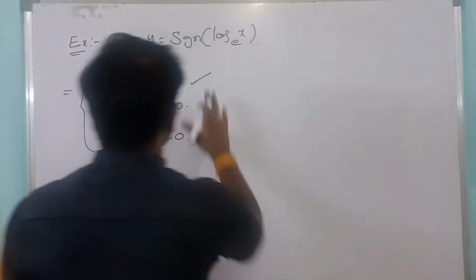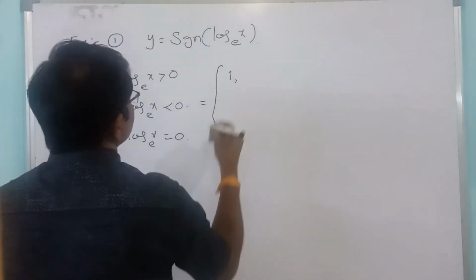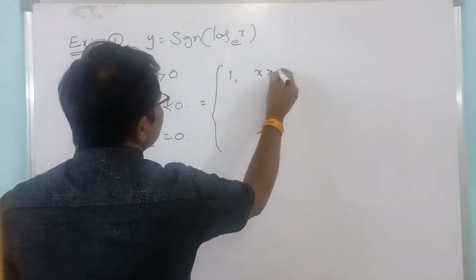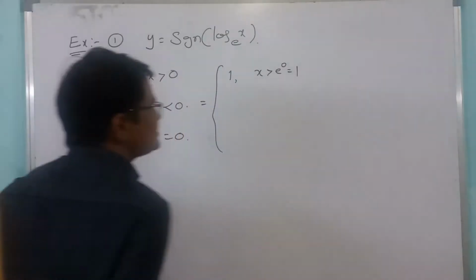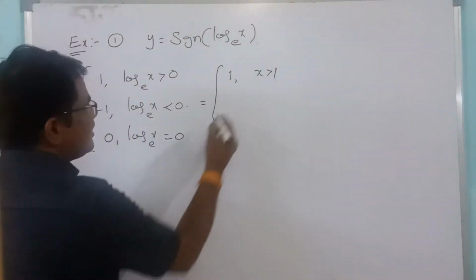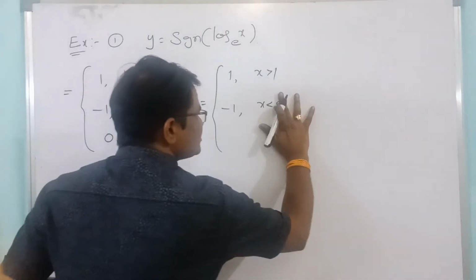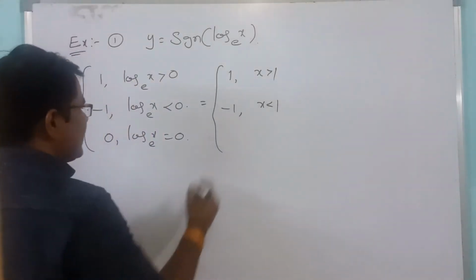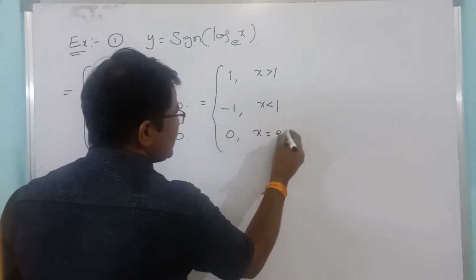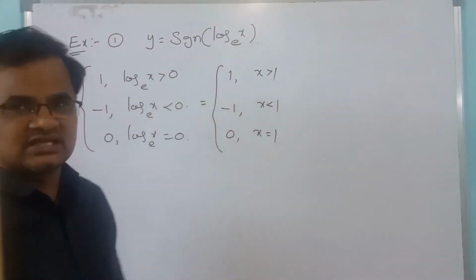Now by using this information I will write it as 1. So x is greater than e power 0, and e power 0 is 1, so x is greater than 1. Minus 1: x less than e power 0, again 1. And 0: x equal to e power 0, again e power 0 is 1. So this is our final conditions.